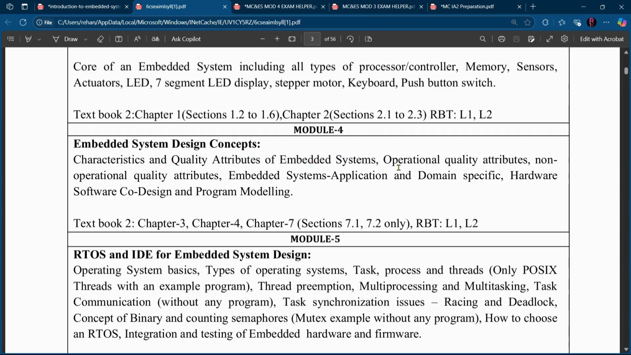Quality attributes are nothing but this. These both are nothing but the quality attributes. You just have a few lines for this, and then you will be explaining this and this separately. Applications like automated ADS, cars, automatic driving systems in cars, washing machines, air conditioners, etc. Domain specific in the sense the same thing. Hardware and software co-design and program modeling, sorry.